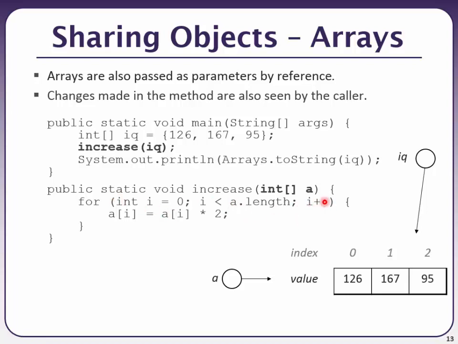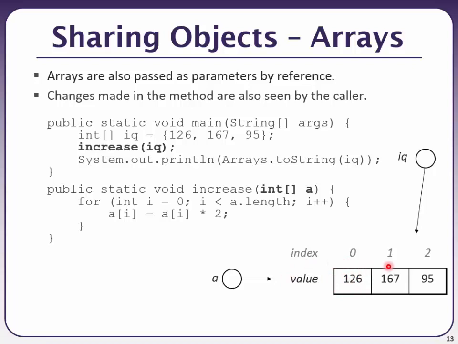So we pretty much iterate over index 0, then index 1, then index 2. And every time what we do is a at index i, so here's a, it's a reference, I go to the object it refers to, index i, the first index will be 0, I assign a[i] times 2. So I take this value, I multiply it by 2, and I assign it here to the same cell inside the array.